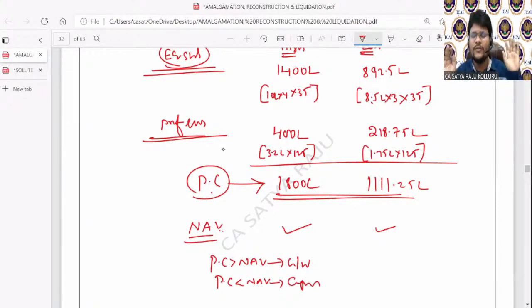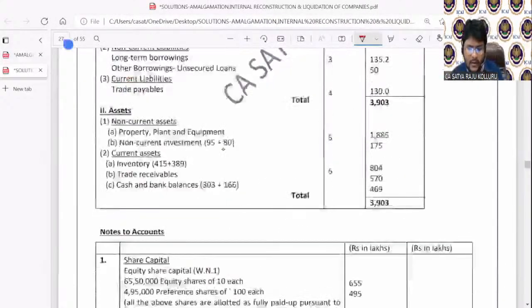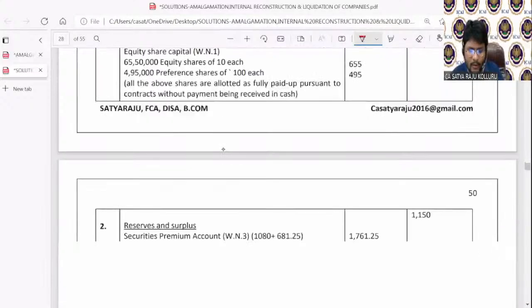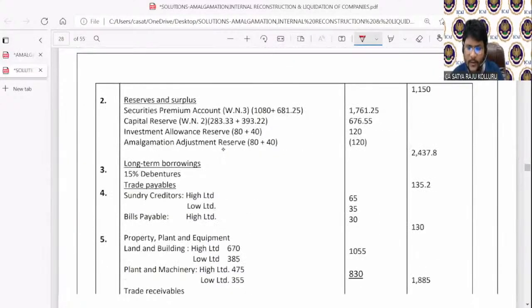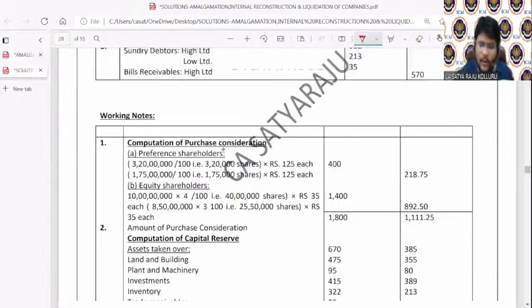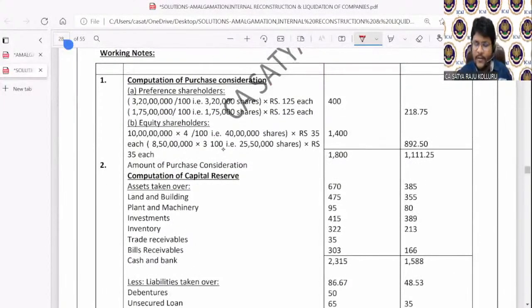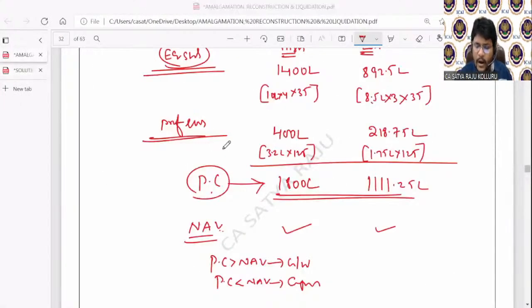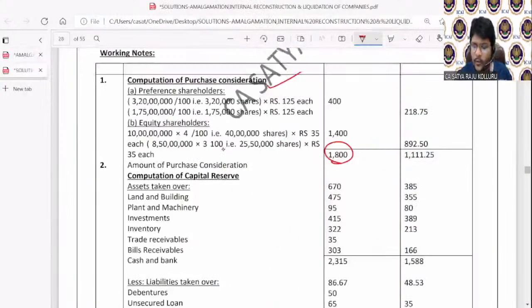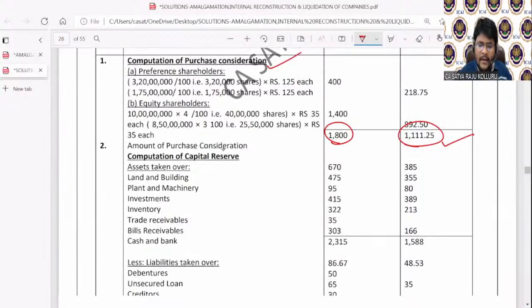So all such issues I am going to discuss through the printed solution again. Please concentrate. Come here, all of you please come here, guys. Now first, we already calculated the purchase consideration under the net payments method. We got 1800 lakhs. Here we got 1111.25 lakhs. Same.